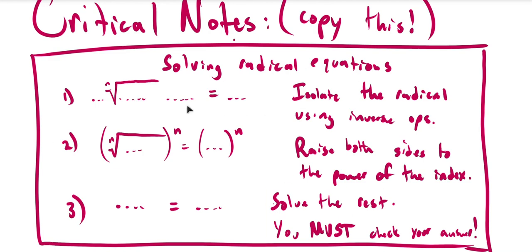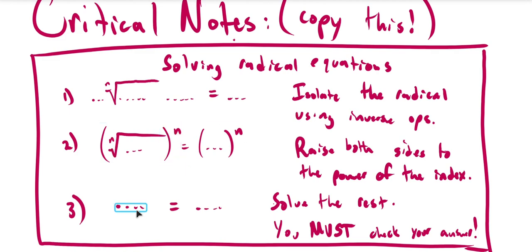First, to solve radical equations of the kind that we're concerned with, you want to first isolate the radical. Use inverse operations to make this radical the only thing on one side. Then, raise both sides to the power of this index. Remember, if you don't see an index, it's a square root, and you should raise it to the second power.